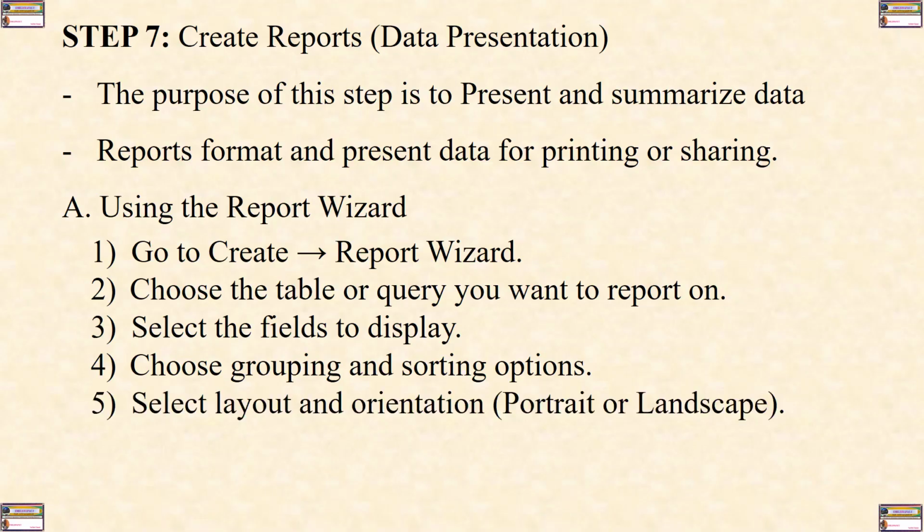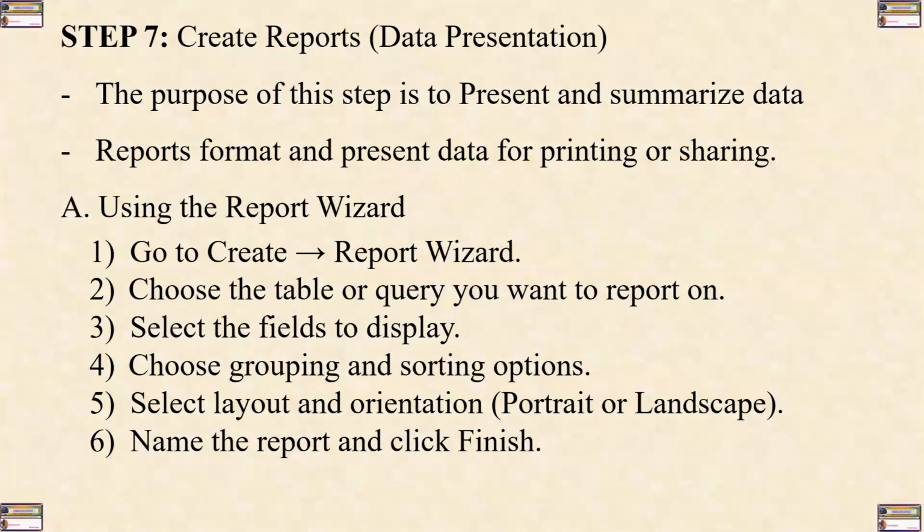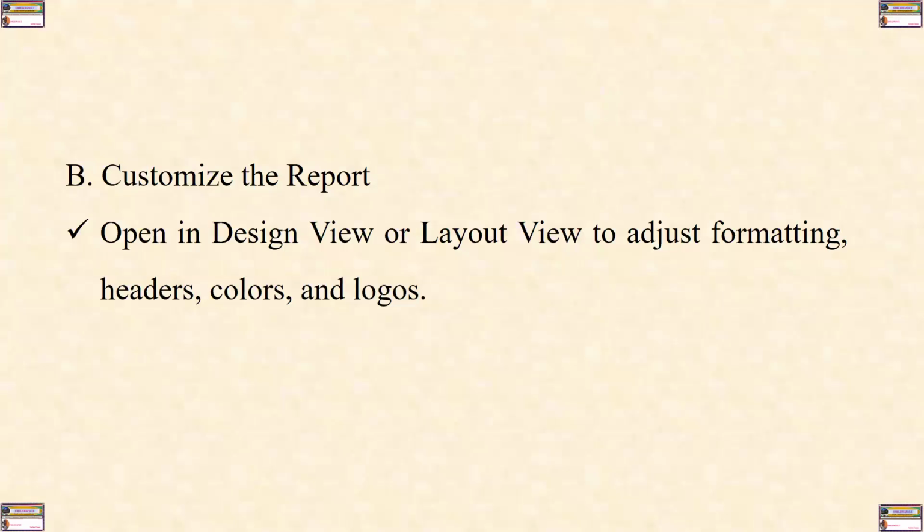You can even sort it the way you want. Then you select the layout and orientation, either portrait or landscape, based on the amount of data you want to display or you want to print on a single sheet. And then you name the report and you click on finish. So you can customize that report in the same way we have customized our form by opening it in design view or layout view to adjust formatting, headers, colors, and logos.